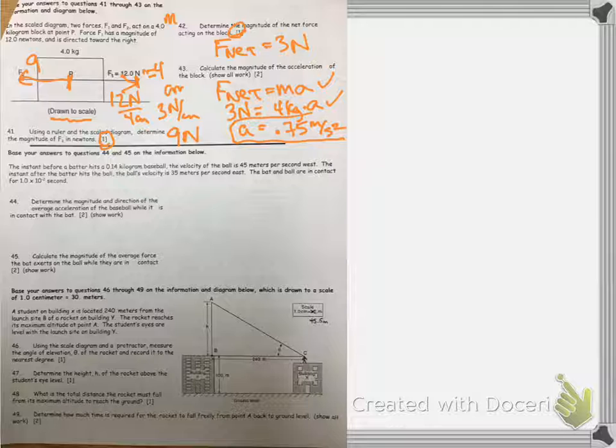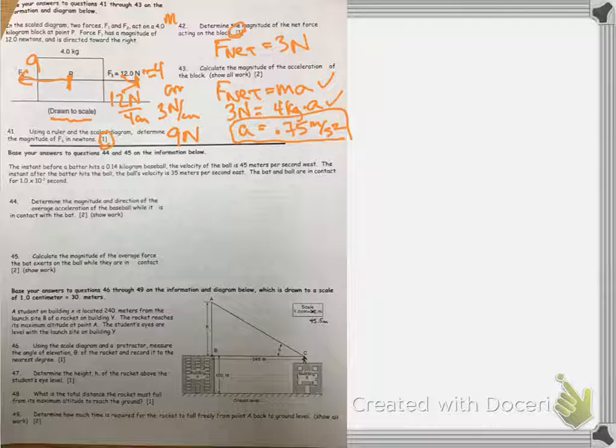Calculate the magnitude of the acceleration of the block. Show all work. So the equation is that. Substitution with units. Whoops, let me undo that. 3 newtons equals, it said it was a 4 kilogram block, times A. A is equal to 0.75 meters per second squared. So equation, substitution with units, and an answer with units. So that was pretty easy.